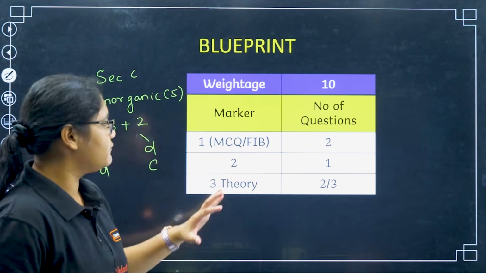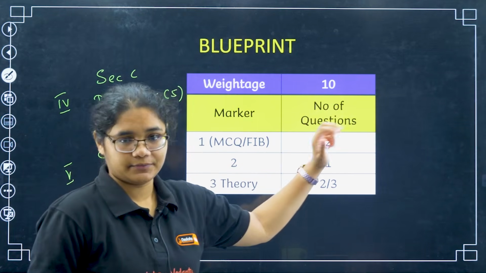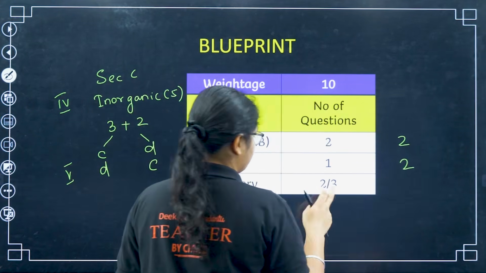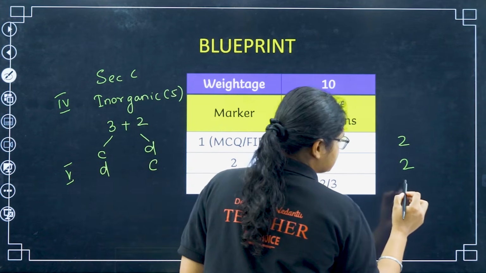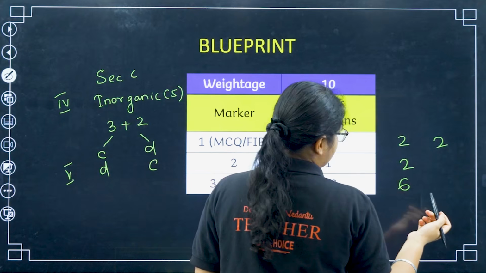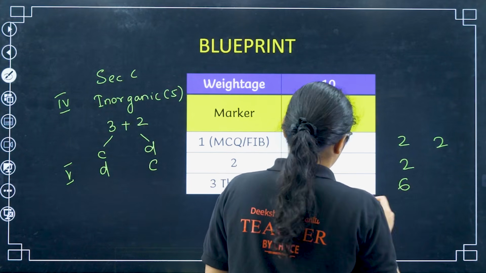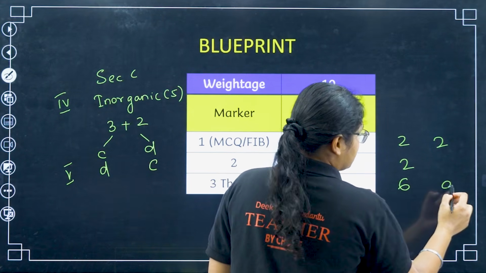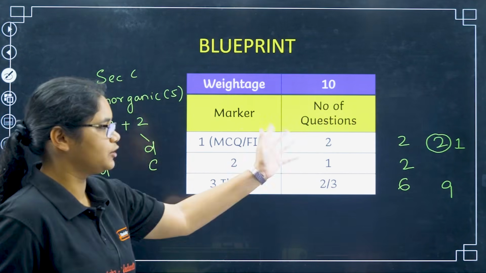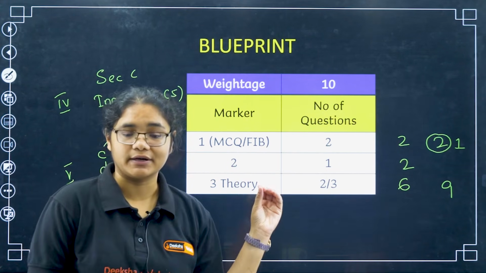So the total weightage of this chapter is 10. Clear? You can have 2 marks here, 2 marks here, and if you are getting 2 three marker questions here, then the total will be 6. Or you can have 2 here, and if you are getting 3 three marker questions, it will be 9. This may change by 1, so you may get 1 to 2. The total weightage will be 10, distributed in this way.